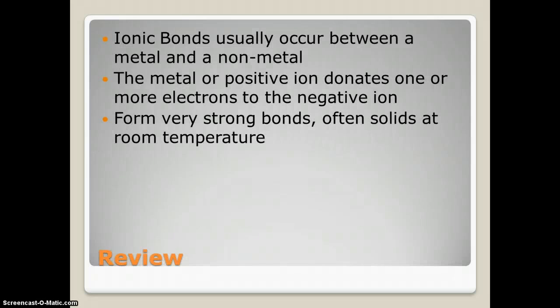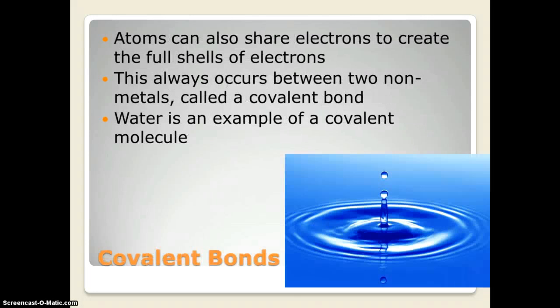So to review quickly, ionic bonds, we talked about last flip, usually occur between a metal and a non-metal. If you remember, the left side of the periodic table is mostly metals, and the right side is the non-metals. The metal, or sometimes if it's a positive ion, will donate one or more electrons to the negative ion, so generally the non-metal is the negative ion. Ionic bonds are very strong, and generally they're solids at room temperature. They conduct electricity as well.